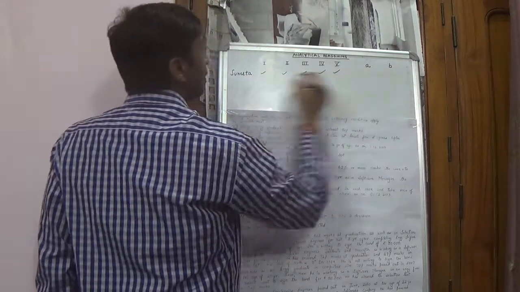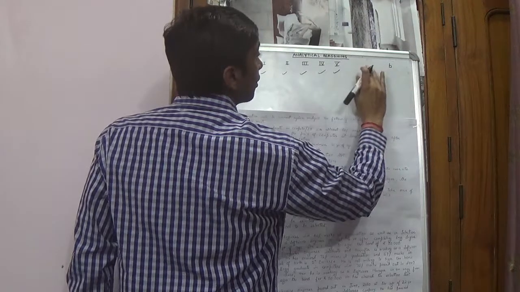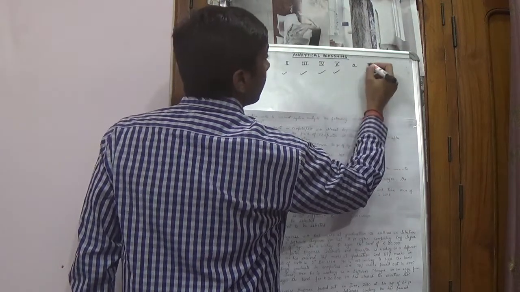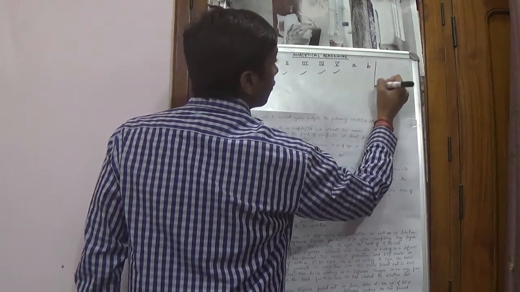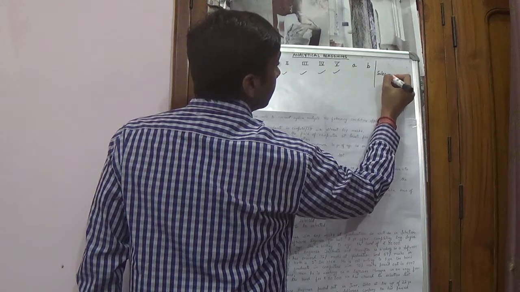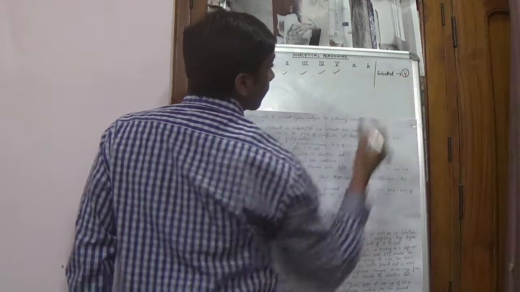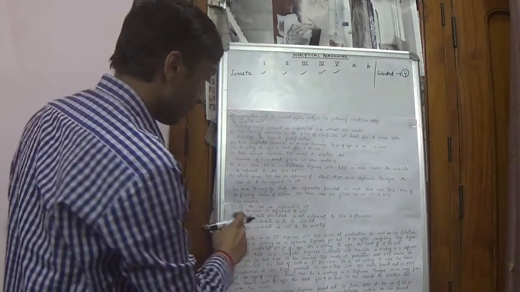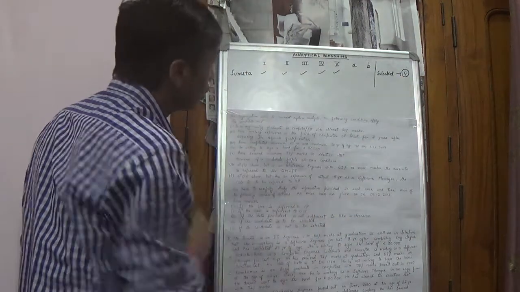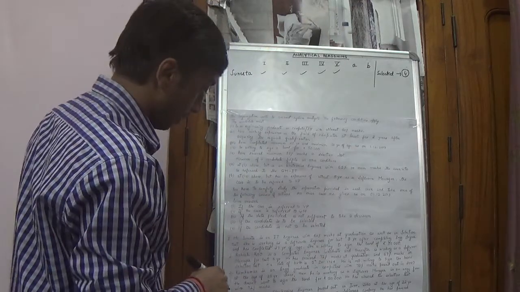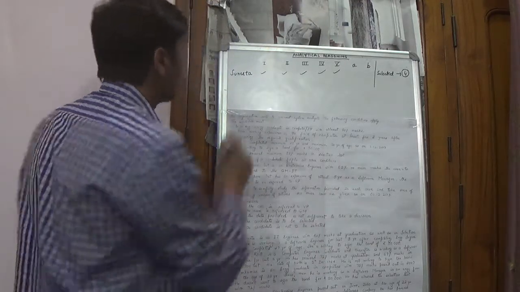So I'll write A here, B here, and then final selected. For selected, the right number is 4. So the fourth answer is correct if the candidate is to be selected, and Sunita is selected. Second, Rakesh.